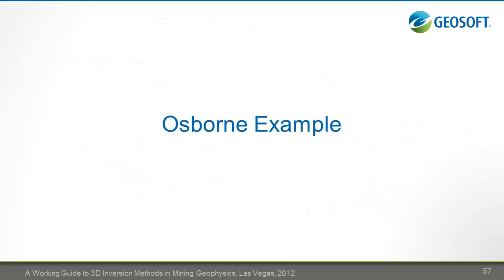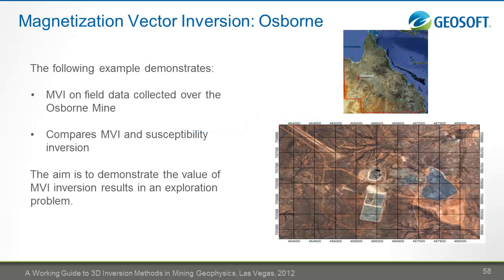Okay, so now I want to talk about another example. This is a field data example from the Osborne area in northwestern Queensland. I'm showing Osborne here. This is Queensland in Australia. And what we're going to show in this example is the application of magnetization vector inversion to field data collected over Osborne, and we're going to compare it to the susceptibility inversion.